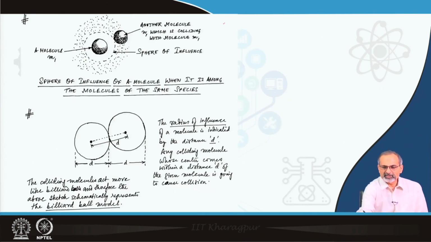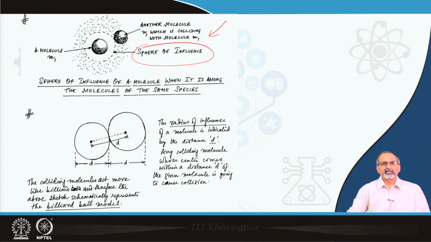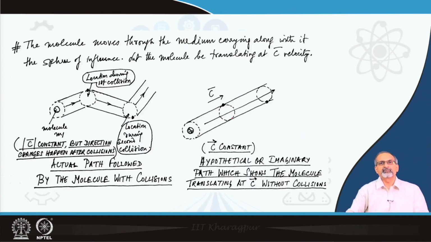When it comes to particles interacting with each other, we talked about the sphere of influence, and there we said that the particles actually do not physically collide, but they come in proximity with each other, and the sphere of influence is what sets them apart. This is the so called billiard ball model that we talked about. So, the sphere or radius of influence is what we tried to discuss over here.